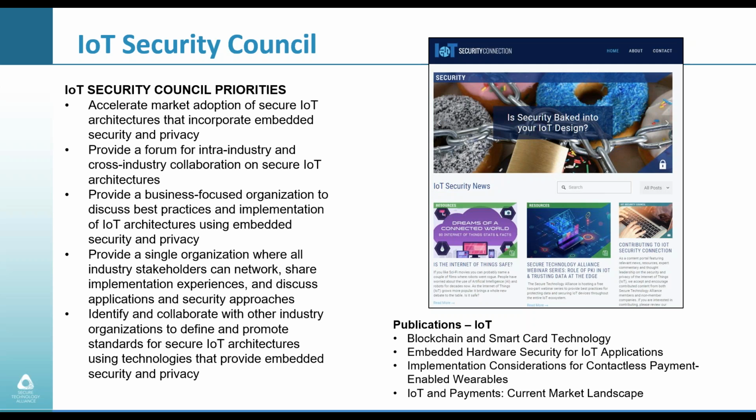Some of those priorities include accelerating market adoption for secure IoT architectures, providing a forum for intra-industry and cross-industry collaboration on secure IoT architectures, providing a business-focused organization to discuss best practices and the implementation of IoT architectures using embedded security and privacy, and providing a single organization where all industry stakeholders can network together, share their information and experiences, and discuss applications and security approaches. And a lot of our work is focusing around identity as well as the collaboration with other industry organizations to define and promote standards for secure IoT architectures.